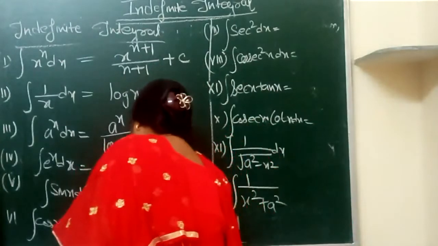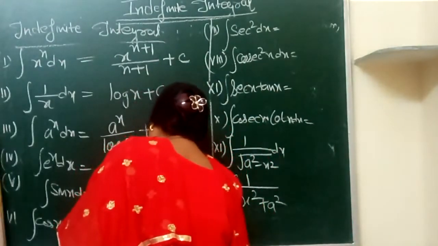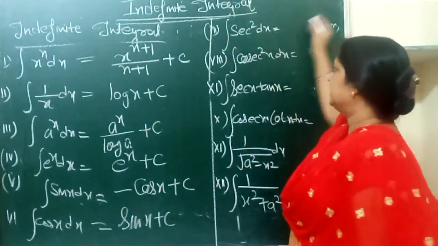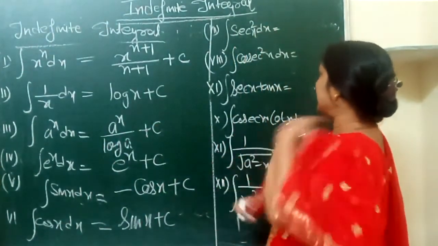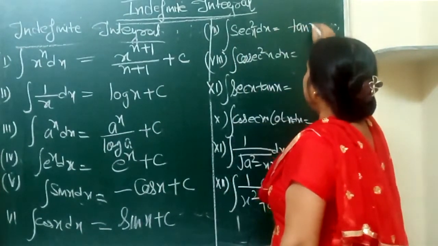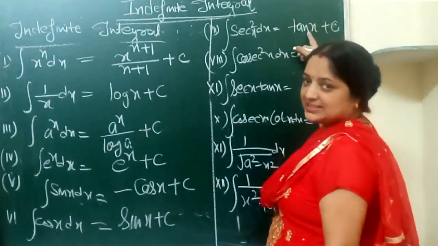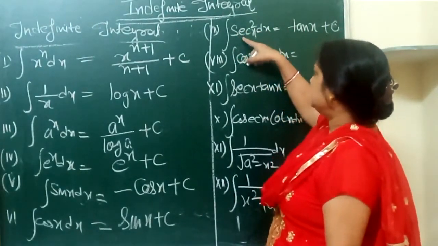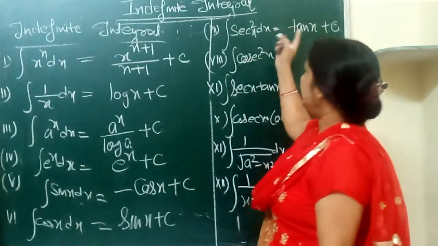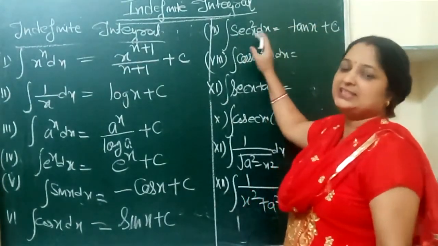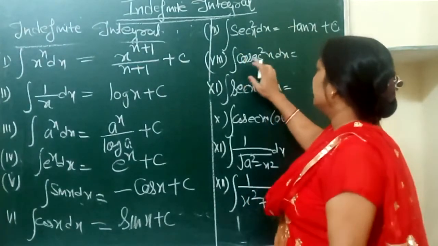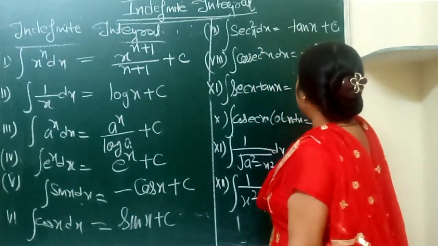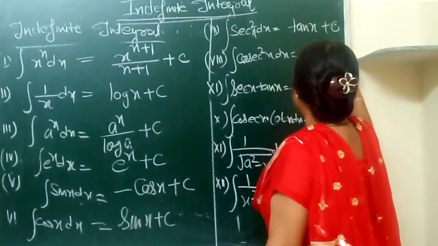The integration of cos x is sin x plus c. After that, integration of sec square x dx is tan x. You know that the derivative of tan x is sec square x, so it is the inverse of that. If you know the derivative of tan x, then you can easily write the integration of sec square x. After that, the integration of cosec square x will come minus cot x plus c.